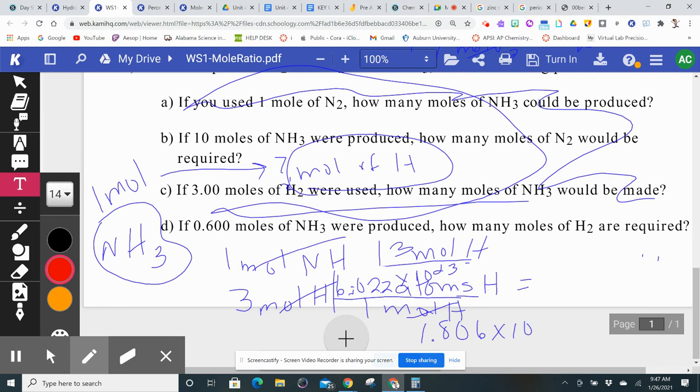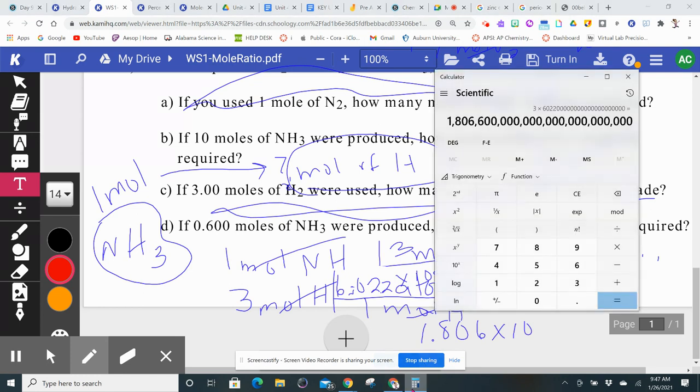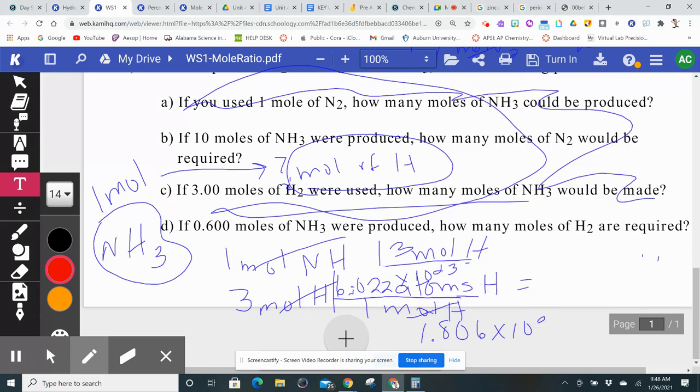Times 10 to the 3, 6, 9, 12, 14, 6. No, that's not right. 3, 6, 9, 12, 15, 18, 21, 22, 23, 24. That's how many atoms of hydrogen are in ammonia, or in 1 mole. That could be on the test.